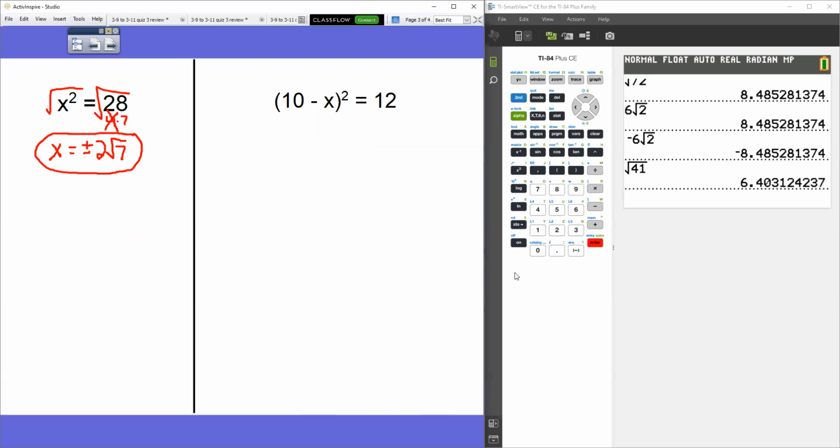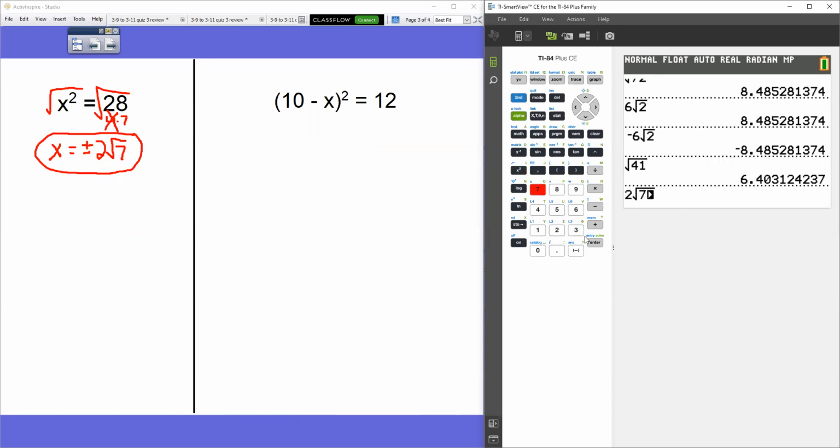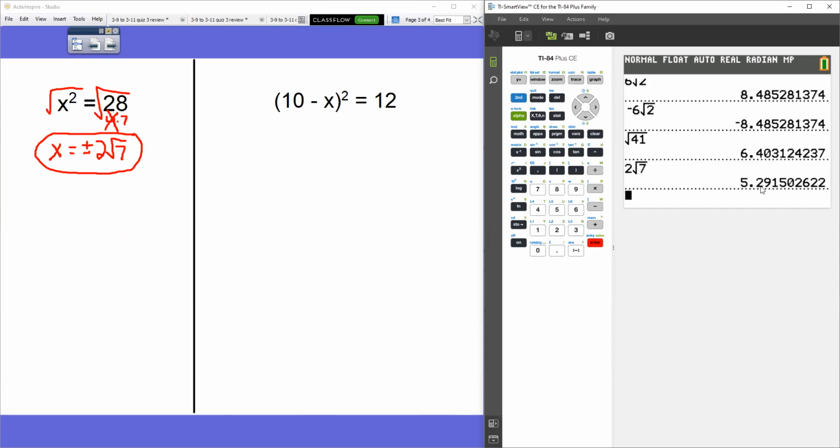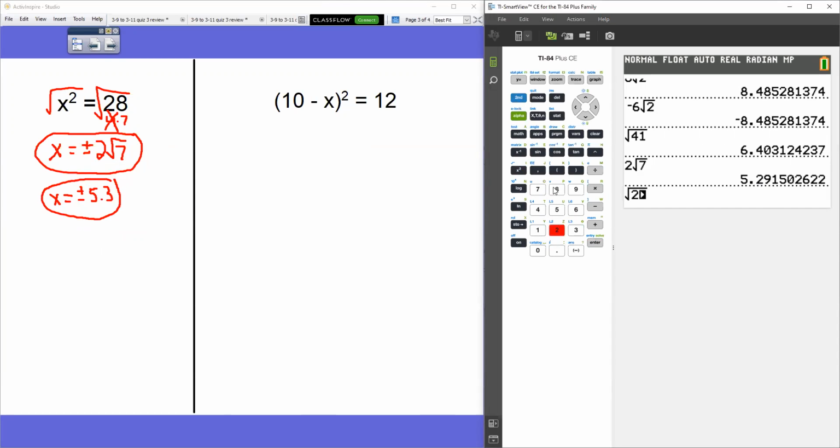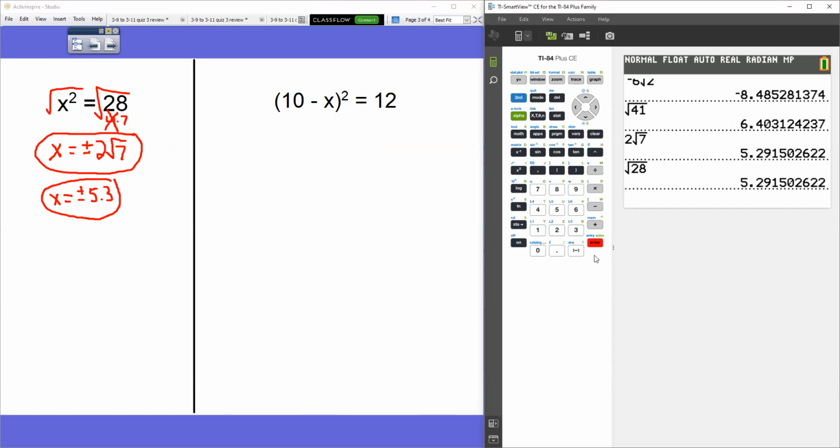Our answer in decimal form, if we type in 2 radical 7, we get 5.3. All right, so we would have x equals plus or minus 5.3. And again, you could have just typed in the square root of 28 as well, because that would give you the same answer. So these do get a little bit more complicated. This one is definitely more complicated.